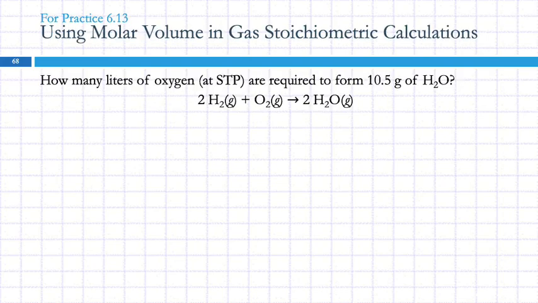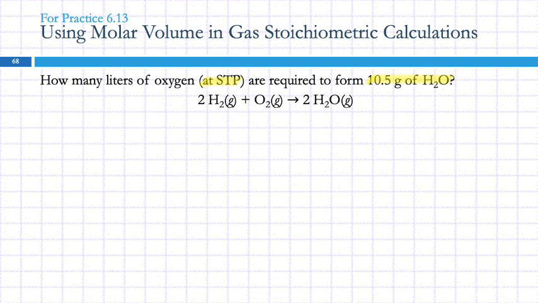Here's another gas stoichiometry problem. How many liters of oxygen at STP are required to form 10.5 grams of H2O? Well, again, I think it's wise to go through and highlight or circle the numbers. That's the only number. But what does STP mean? Standard temperature and pressure. So that kind of is a number, isn't it? So I'm going to highlight that too because that's pretty important.